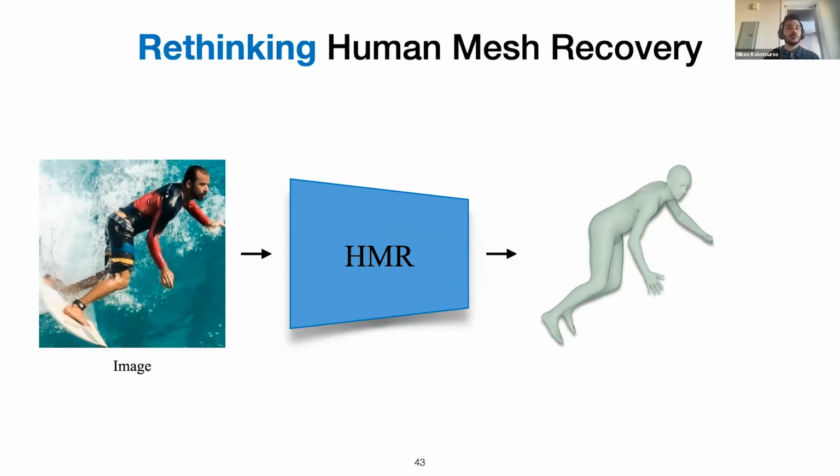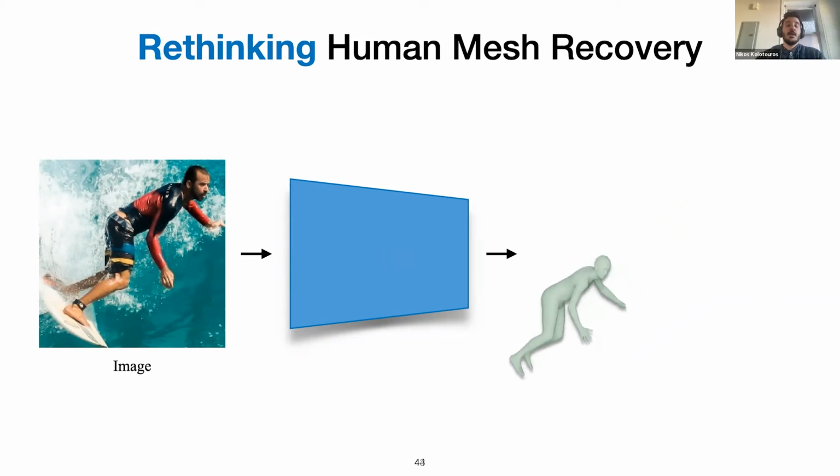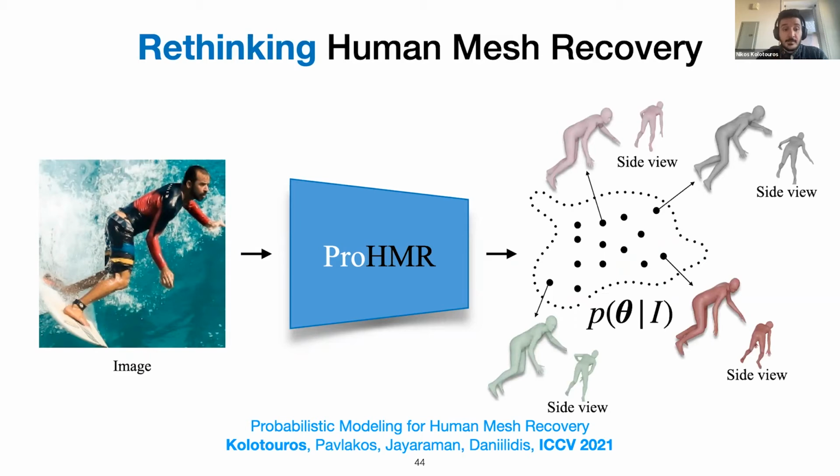In our ICCV 2021 work called ProHMR, we advocate that we should rethink the way we are doing human mesh recovery. Instead of regressing a single estimate, as I like to say, we propose to embrace the reconstruction ambiguity and recast the problem as learning a mapping from the input image to a distribution of plausible poses. We call this approach ProHMR, for probabilistic HMR. So the network outputs a probability distribution from which we can sample different poses, each with a different likelihood that indicates how likely they are to correspond to the input image.